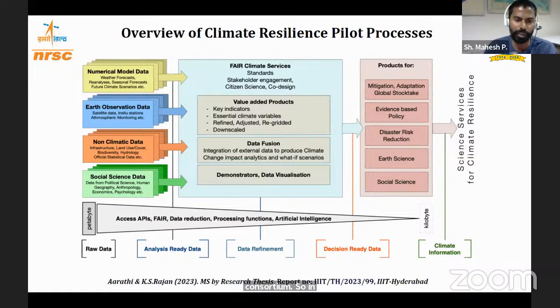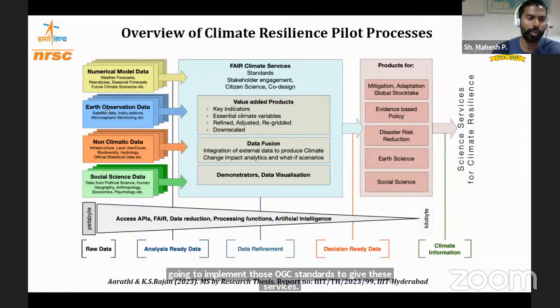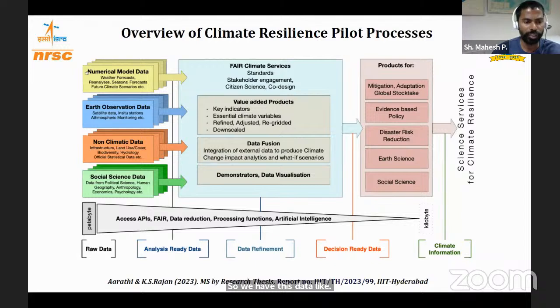So we are going to implement those OGC standards to give these services. We have this data, like numerical model data, earth observation, non-climatic data, and socio-economic data, basically. These data are all available, and today open science should meet FAIR: findability, accessibility, interoperability, and reusability. This is a mandate for any climate services. One can play with this, and it is reusable and interoperable between the portals.